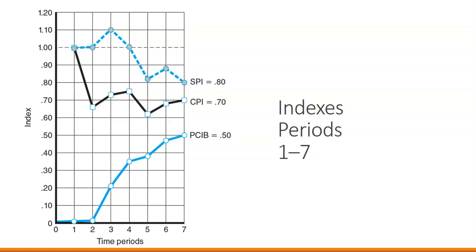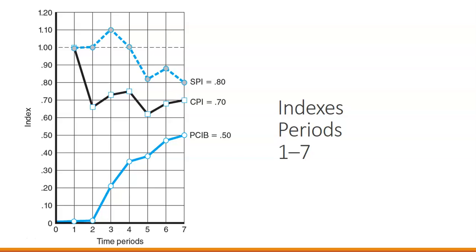This is an example of our indices from periods 1 through 7. So we have our SPI, which is our scheduling performance index over the time period, 1 through 7. The CPI is our cost performance index, and the PCIB is the percent complete index of budgeted costs.